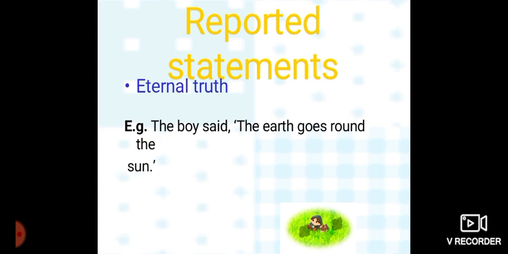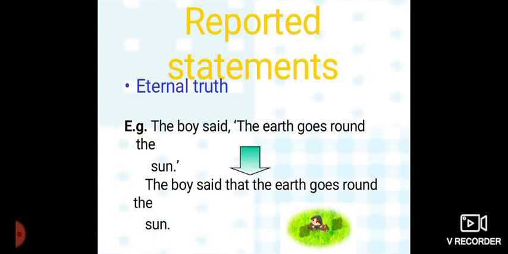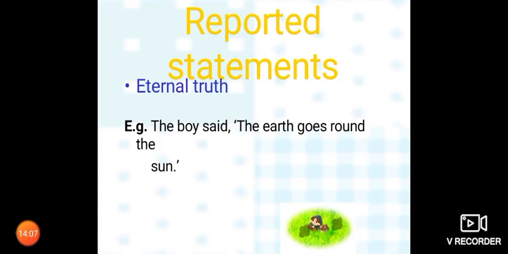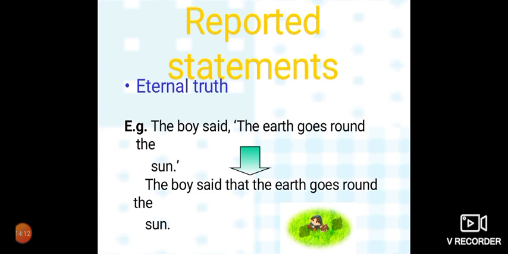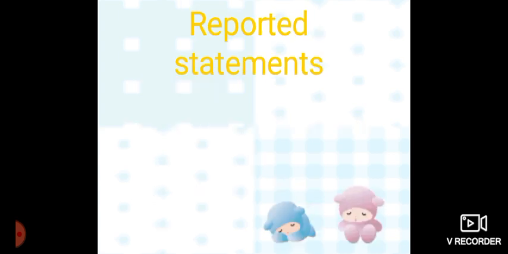The first exception is an eternal truth, which means a universal truth. So there is no verb change in a universal truth. For example, the boy said the earth goes around the sun. Here the earth goes around the sun is a universal truth. We add the conjunction that, and after that there is no change from direct speech; the words stay the same: the earth goes around the sun. So these are the rules for changing a reported statement.